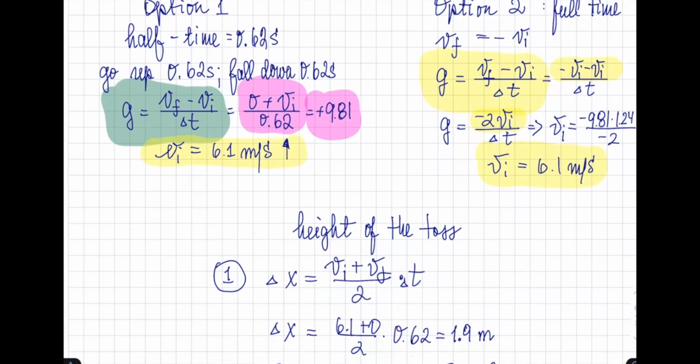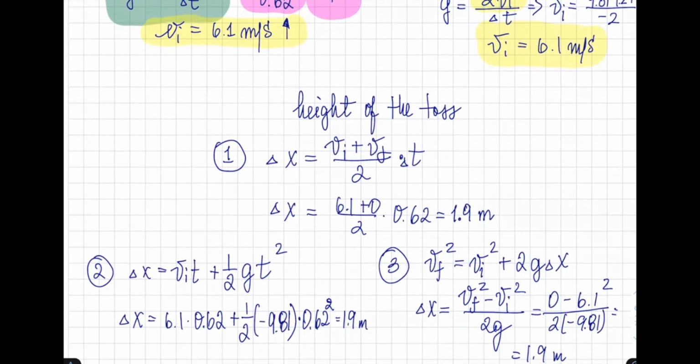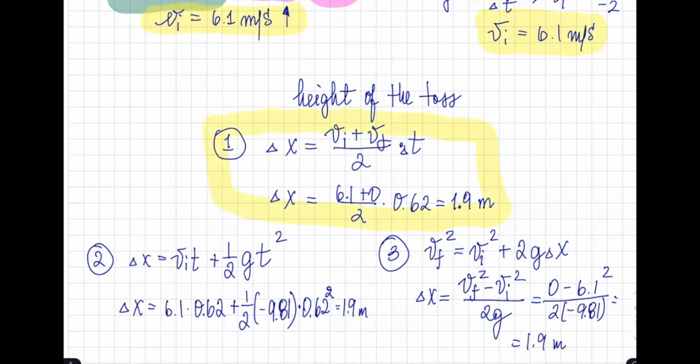Now, height of the toss, there are three different ways to find it. Way one, right here, what we have is change in x equals v initial plus v final over 2 times time. Remember, you are figuring out the maximum height. The maximum height was achieved in half the time. Initial velocity is 6.1, final is 0, 0.62 is your time, and you multiply that and you get 1.9 meters.